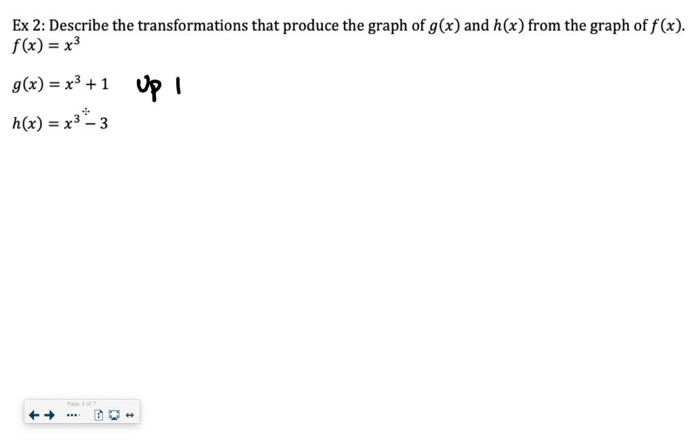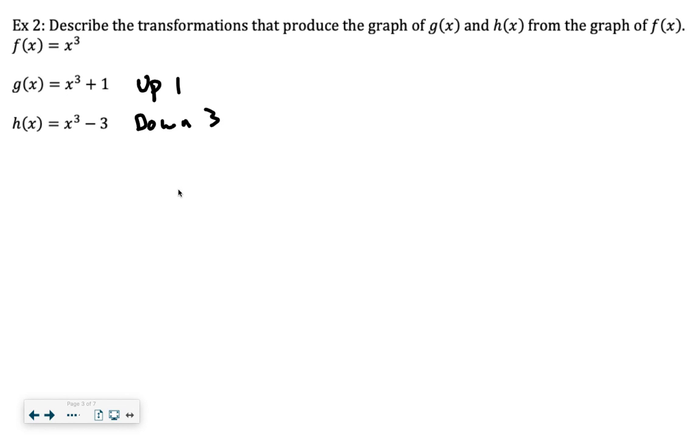Now, what happens from this graph? Okay, so we're still saying we're starting with f of x. What did we do to get to h of x? Well, since I'm subtracting 3, I'm going down 3. Okay, so we're just verbally explaining what's going on, right?